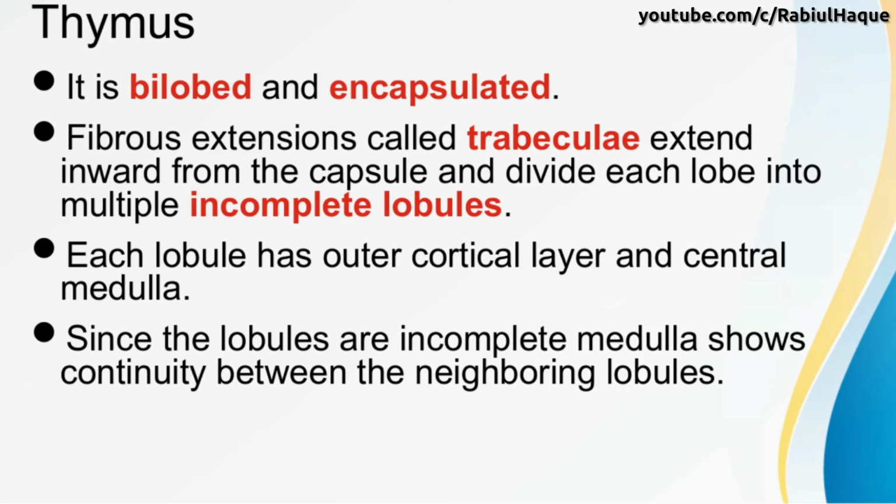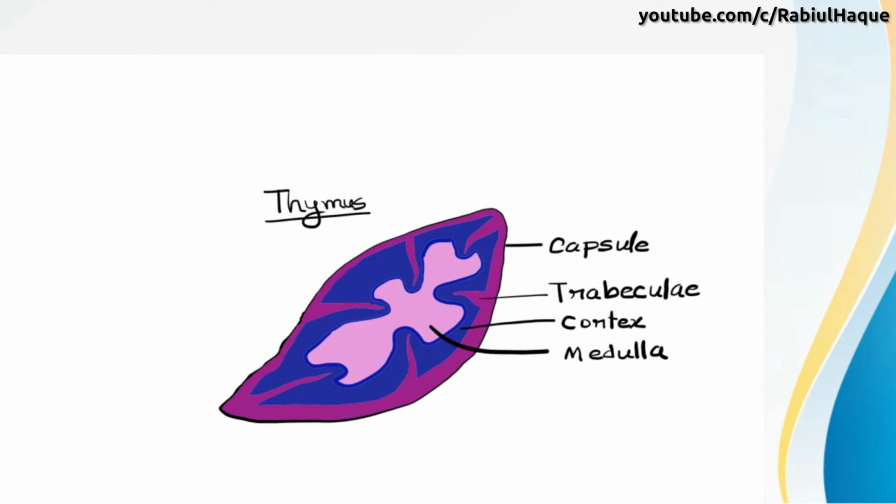Now this term is very important, incomplete lobules, because since the lobules are incomplete, the medulla will show continuity between the neighboring lobules. And always remember, each lobule will have an outer cortical layer and a central medulla. So here I have drawn a very simple diagram of the thymus.